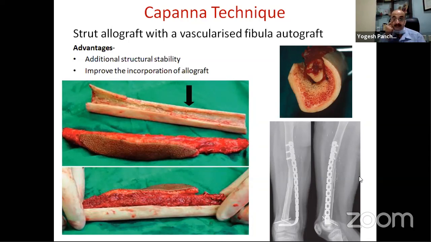However, now Capanna, in certain cases where it's feasible, has modified the technique by using only a small window in the irradiated graft or the allograft, and they bring out that particular nutrient feeder vessel through that fenestration or window, and the rest of the graft is intact all around. So a complete slot is not made. But this is not possible in all cases. This is possible only when the allograft medullary canal is big in size and the fibula is very small in size, so as to not strip off the vascularity and the periosteum from this fibula.